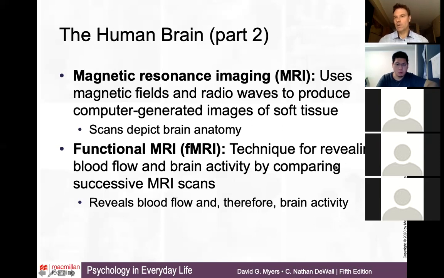Magnetic resonance imaging, or MRI, I'm sure you've heard this term many times, or fMRI, which is a derivative technology, uses magnetic fields and radio waves to produce computer-generated images of soft tissue. So it's perfect for various tissues, including soft tissue like the central nervous system. And then functional magnetic resonance imaging is for revealing blood flow and brain activity by comparing successive MRI scans. So here MRI reveals blood flow and therefore brain activity, kind of like a second by second snapshot. So it is accurate in terms of placement, but not very accurate in terms of time, because it takes time to take one snapshot and then another and another, and then you can compare them. So it's a slower time scale, but it's accurate in terms of placement.